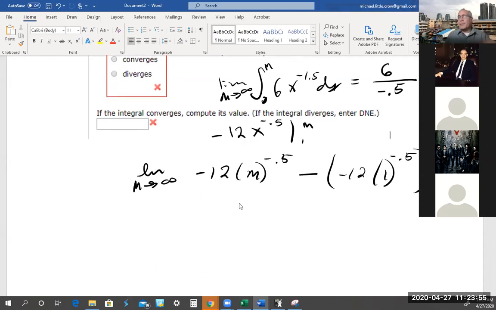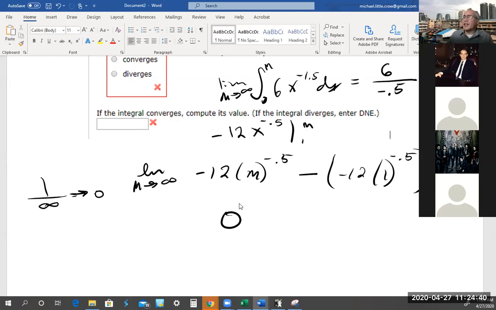So if m gets really, really big, this goes to 0, right? It's going to act like 1 over infinity, which goes to 0. So if this part goes to 0, this whole part becomes 0. And then we just have to work out the second part. What's 1 to the minus 0.5 power? This one should be an easy one. 1, right? 1 to any power is still 1.